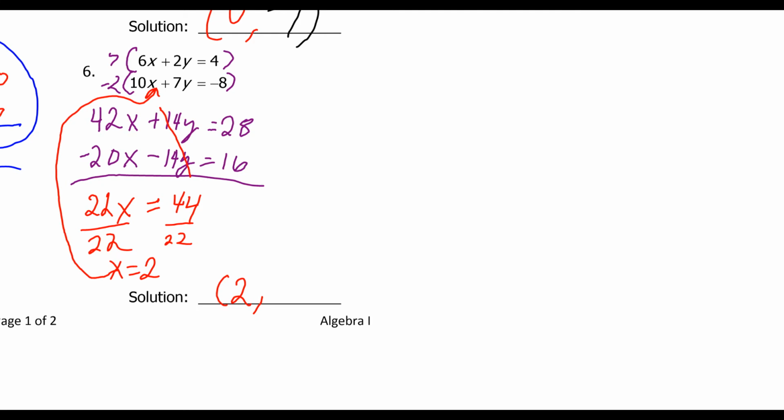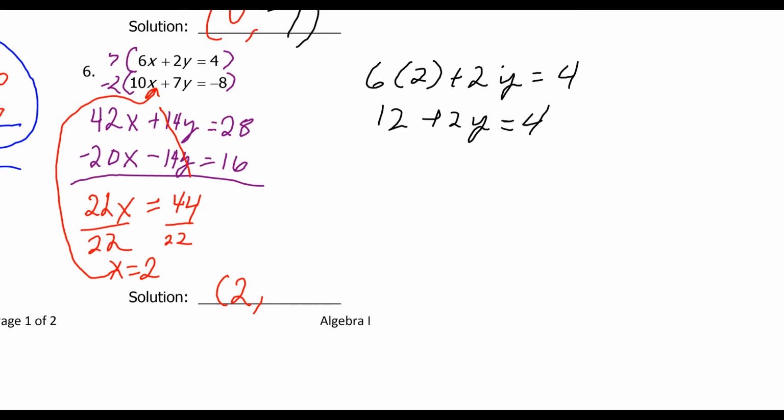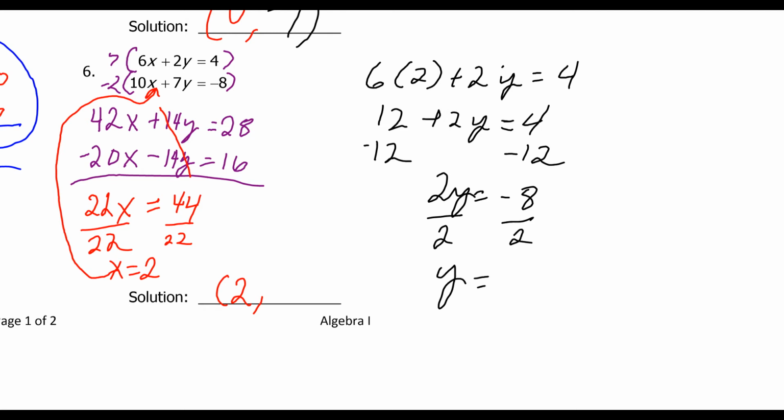So we're going to have 6 times 2 plus 2y equals 4. That's going to give me 12 plus 2y equals 4. We subtract 12 from both sides. We got 2y equals -8. We divide each side by 2. And y equals -4.